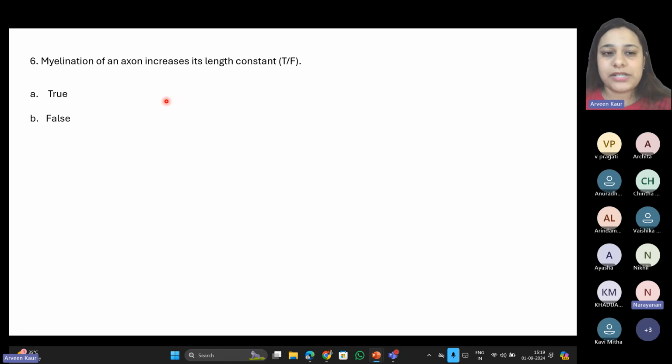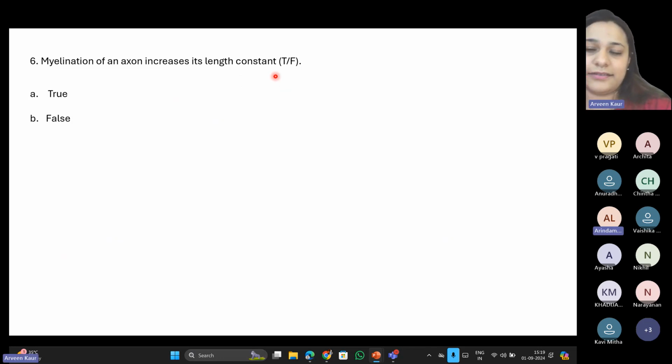Then we come to question number 6, which is: myelination of an axon increases its length constant. Is it true or is it false? So this I would really like somebody out of you to answer. This concept has been taught by Sir.